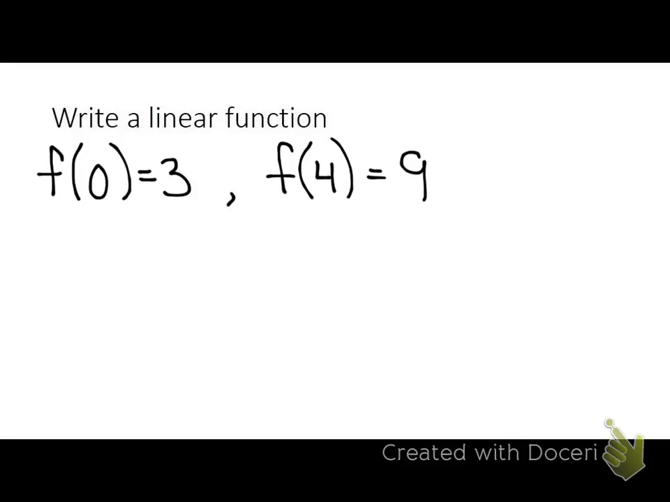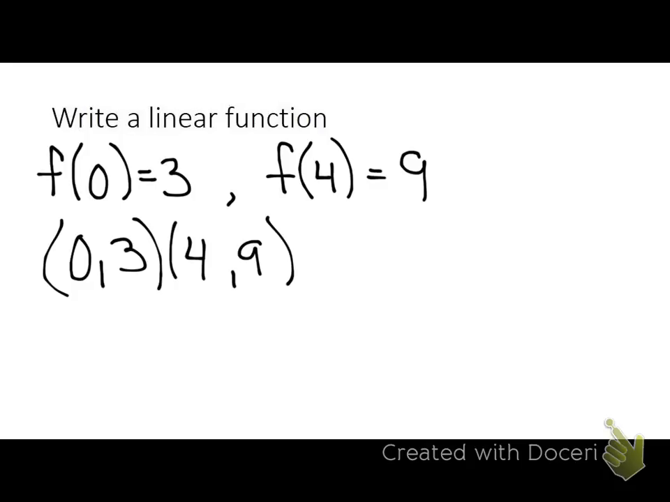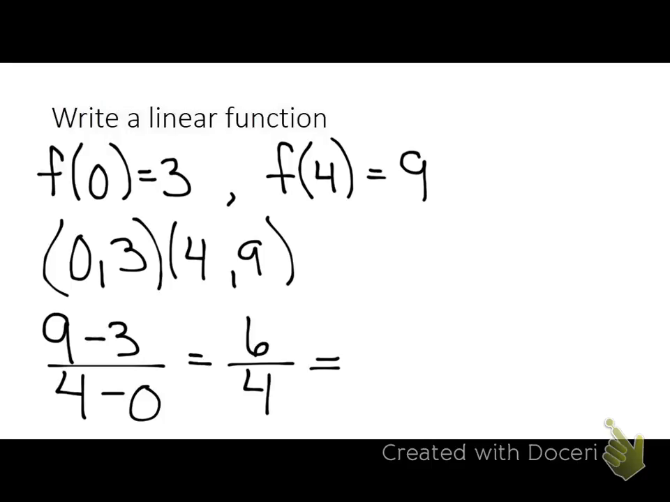How am I going to go about finding a slope? I need ordered pairs. Can I pull the information out to make ordered pairs? There's your hint. So I pull out my ordered pairs, (0, 3) and (4, 9). So now, what is going to be in my fraction to find slope? I'm going to say 9 minus 3 over 4 minus 0. 6 over 4 reduces.